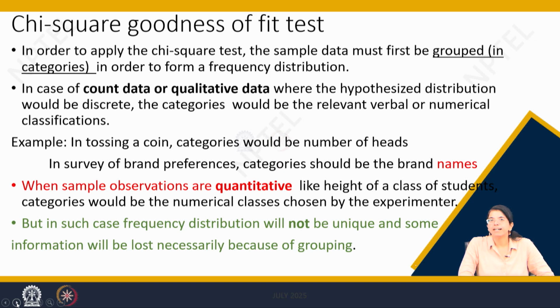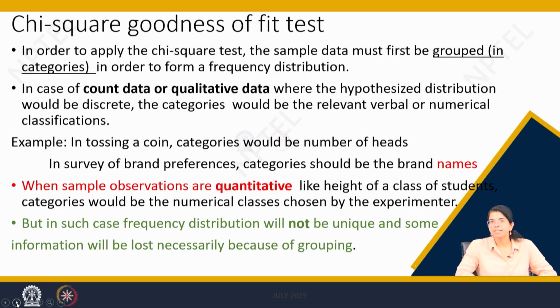In order to apply the chi-square test, the sample data must first be grouped in categories in order to form a frequency distribution. So I know that all of you have the basic knowledge of statistical data compilation, and there you have studied the frequency distribution. So that frequency distribution we are referring to here. In case of count data or qualitative data, where the hypothesized distribution would be discrete, the categories would be the relevant verbal or numerical classification.